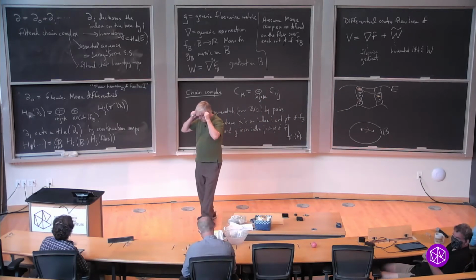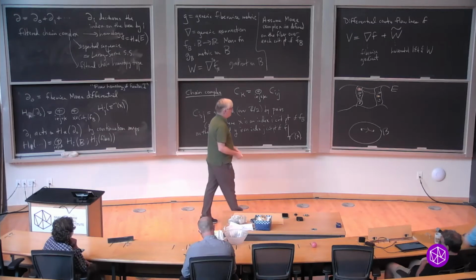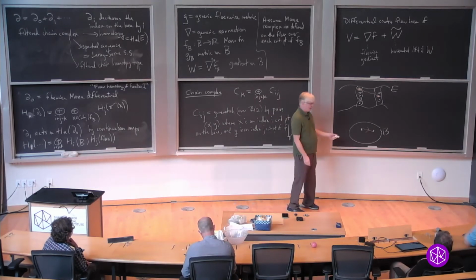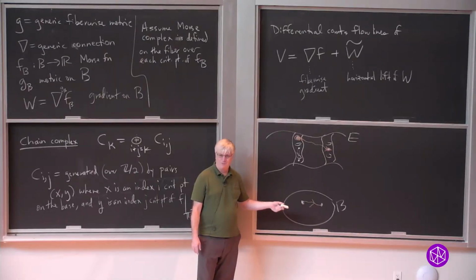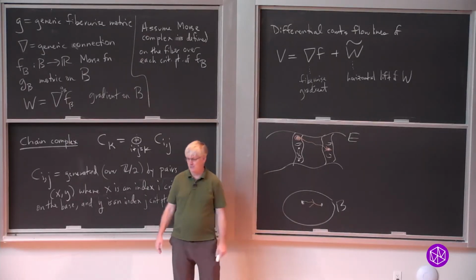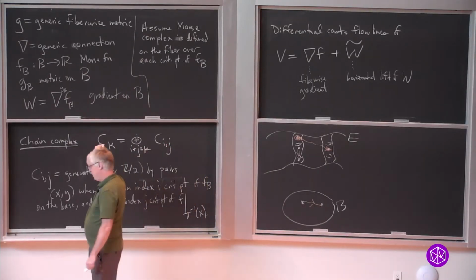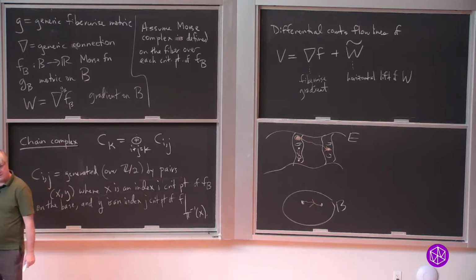Right. So there are other ways you can do this. You don't really have to use Morse homology on the base. You can use singular homology. There are probably better homotopy theoretic ways to say all of this, which I'm not an expert in. But that's the finite dimensional model. Any other questions about that?